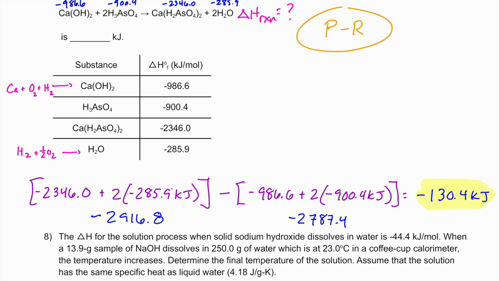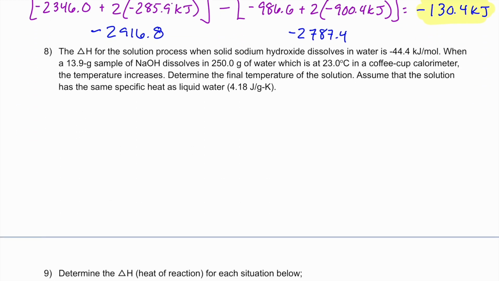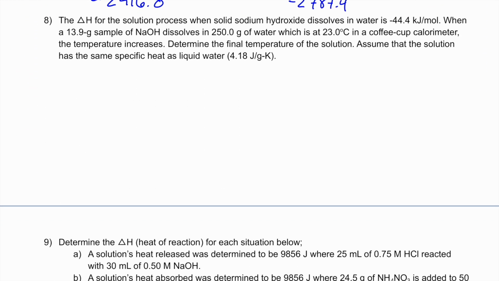All right. Only 2 left. All right, this one looks long, so let's figure out what's going on here. So it says the change of H for the solution process when solid sodium hydroxide dissolves in water is negative 44.4. When a 13.9 gram sample of NaOH dissolves in 250 grams of water, which is at 23 degrees, in a coffee cup calorimeter, the temperature increases. Determine the final temperature of the solution. Assume that the solution has a specific heat the same as liquid water.